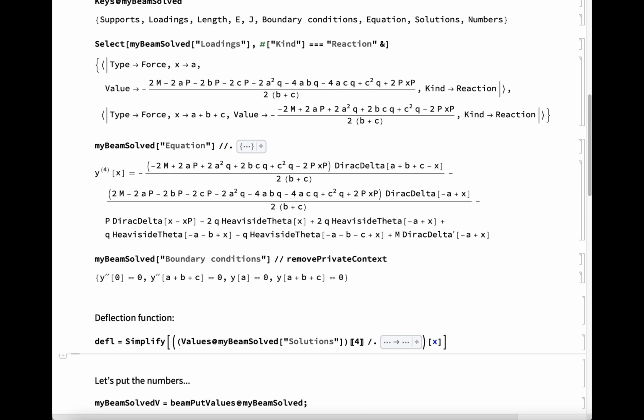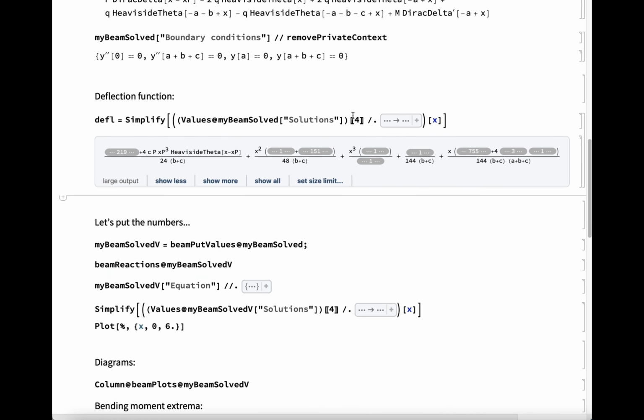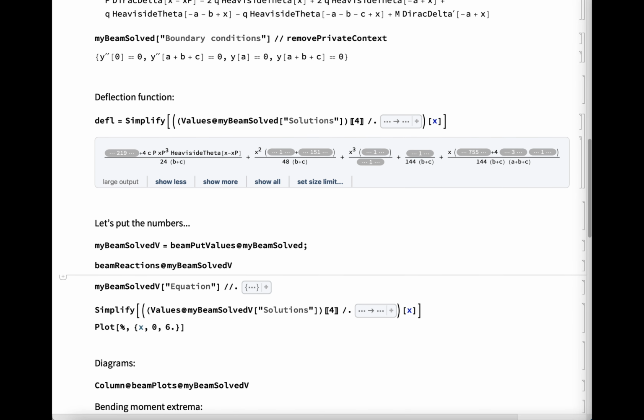Now let's move on to the most interesting part, the deformed shape of our beam. We take the solution key. The fourth element here is actually our deflections. It's easy to guess that the other three elements are the slope, bending moment, and shear force. You can see that the expression for the deflection is pretty complicated, but it's a single analytical expression, which is great. Okay, let's put in the numbers.